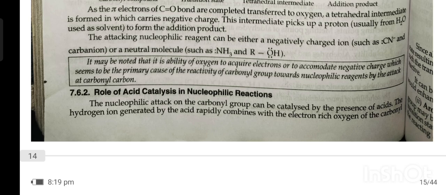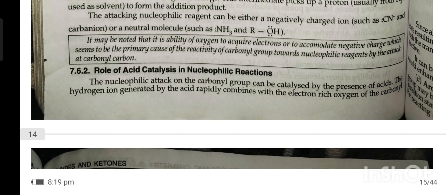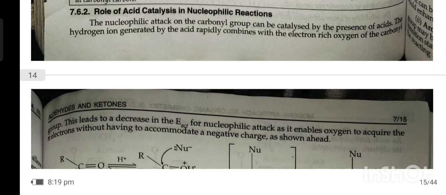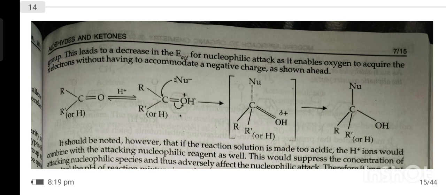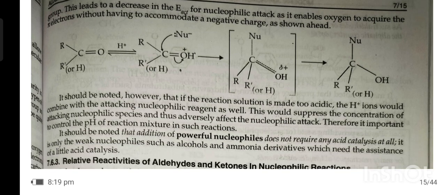The nucleophilic attack on the carbonyl group can be catalyzed by the presence of acid. The hydrogen ion generated by the acid reversibly combines with the electron-rich oxygen of the carbonyl group. This leads to a decrease in the activation energy for nucleophilic attack, as it enables oxygen to acquire the pi electrons without having to accommodate a negative charge, as shown ahead.